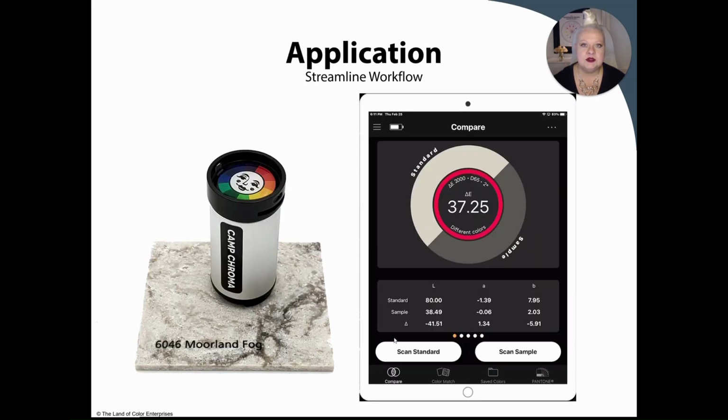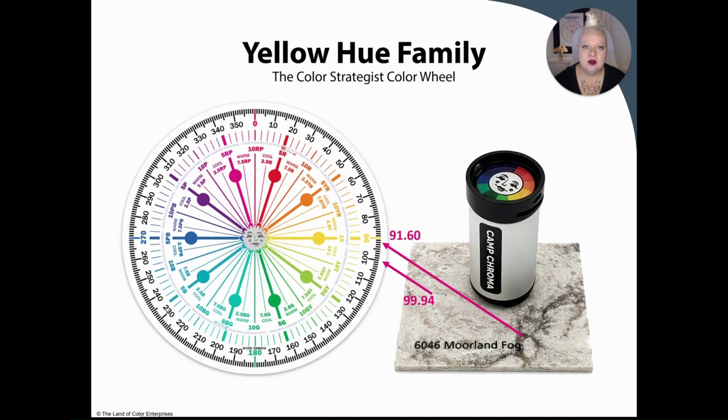Let's use this quartz sample so I can show you what I mean. I measured light and dark areas on the sample, and if we swipe left on the app, we can get a new window with LCH values. We're looking for the H value because H is for hue angle. The lighter area has a hue angle of 99.94 and the darker area has a hue angle of 91.6.